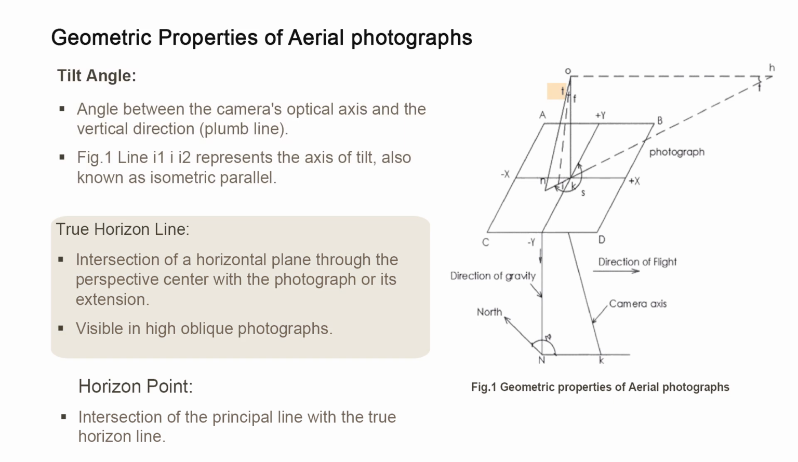True horizontal line. It is the intersection of a horizontal plane through the perspective center with the photograph or its extension. In the figure, small h is the horizontal line. The horizontal line falls within the extent of the photograph only for high oblique photographs. The next one is the horizon point. The horizon point is where the principal line intersects the true horizon line.